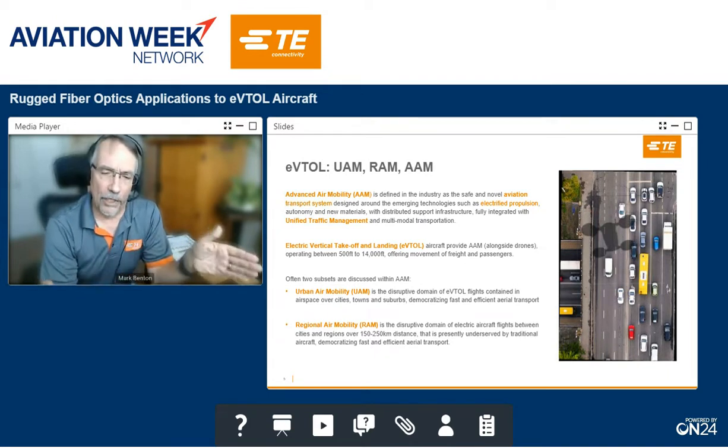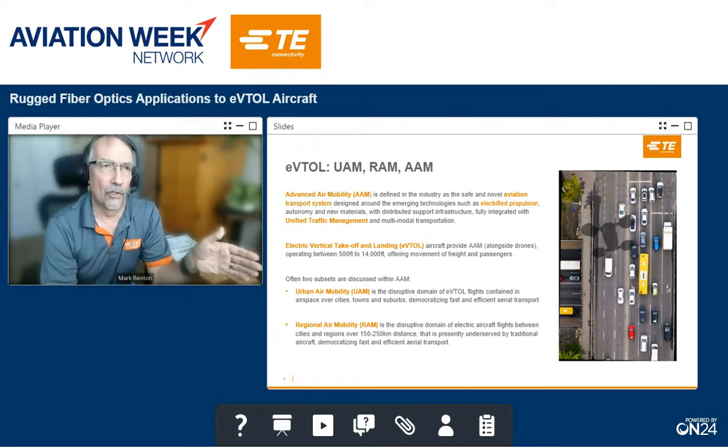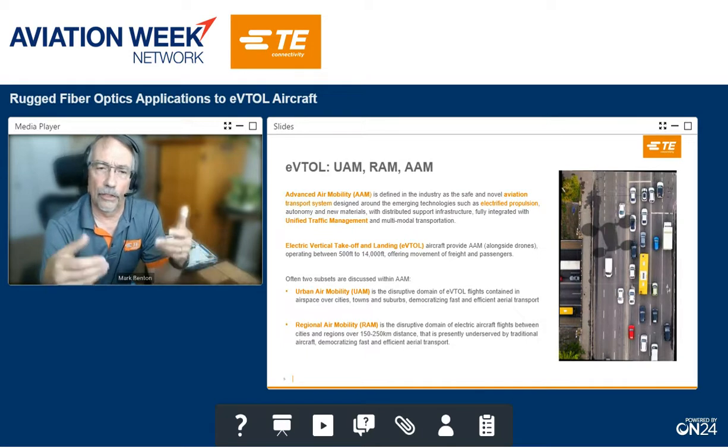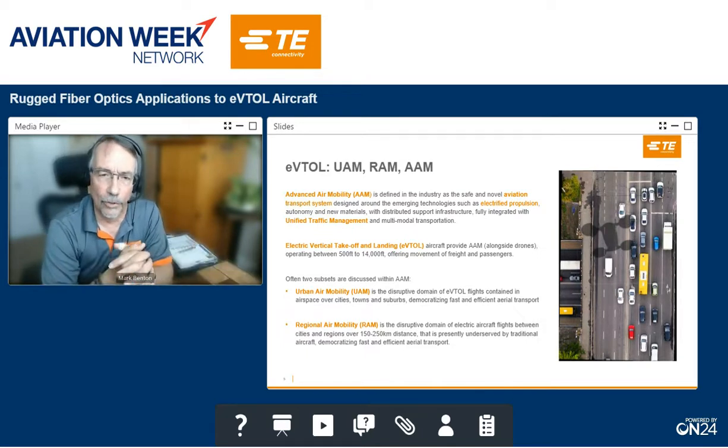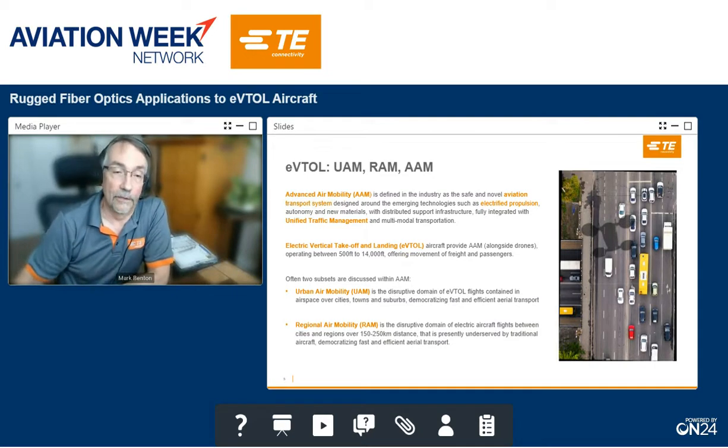And then there's a segment of regional air mobility that's really underserved by current commercial aviation, and it's a target for the electrification of more standard commercial aircraft platforms to serve that 150 to 250 kilometer range that's presently not really well served by the current aerial transport systems.